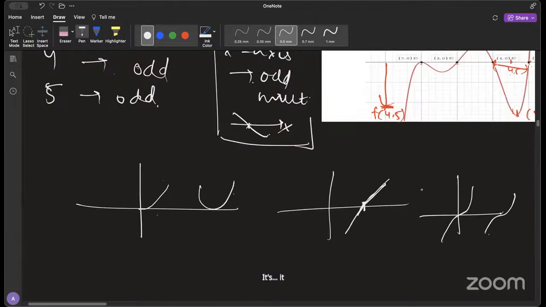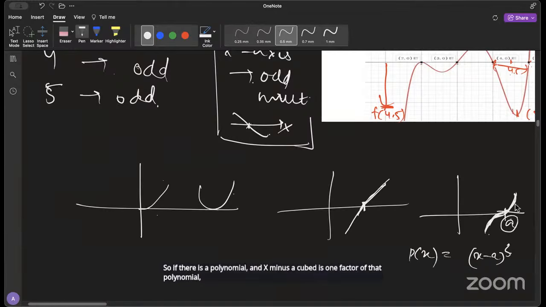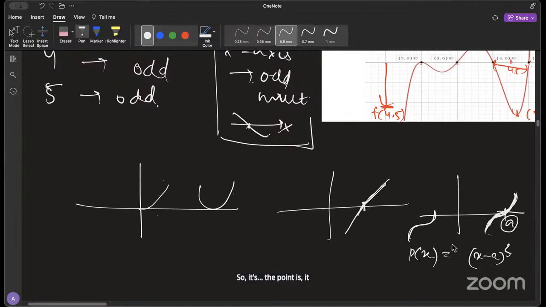It's something like this. That means if at point A, if this is point A, and you have a 0 at this point with multiplicity 3, (x minus a) cubed, then it should look like this. So if there is a polynomial and (x minus a) cubed is one factor of that polynomial, then it should look like this. So the point is it's something like this.